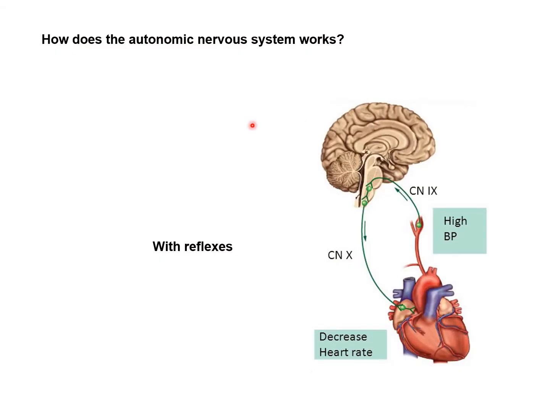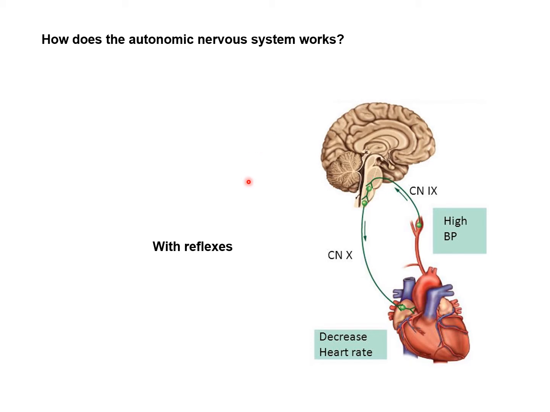Now let's move on. How does the autonomic nervous system work? With reflexes. What does that mean? That means that if we have a high blood pressure, there's going to be a sensory organ over here that's going to sense the increase in your blood pressure. It's going to travel through a nerve into the brainstem, and then through a small reflex, you are going to get an effector nerve fiber that is going to immediately innervate the cells in the heart that are responsible for the heart rate, and they're going to decrease it in turn.